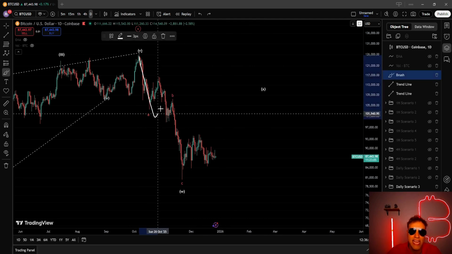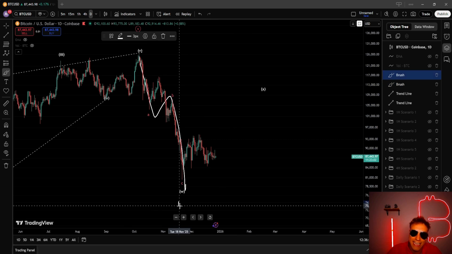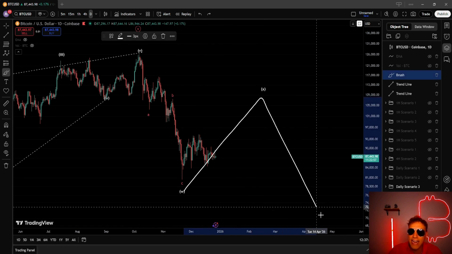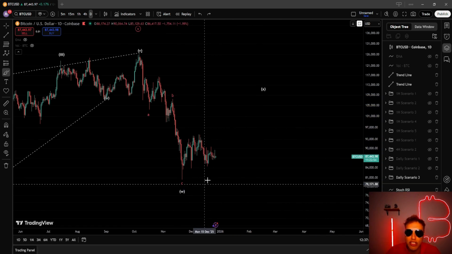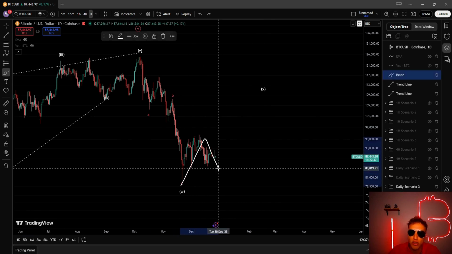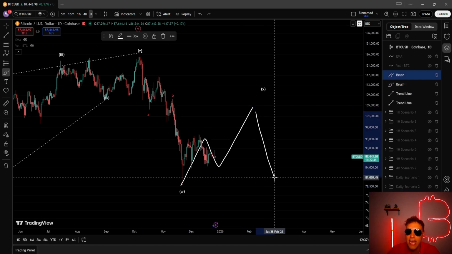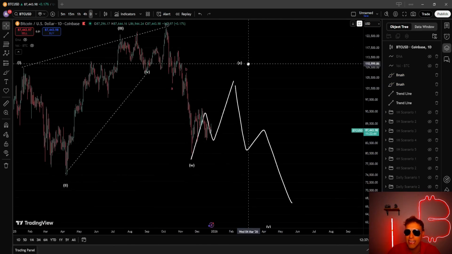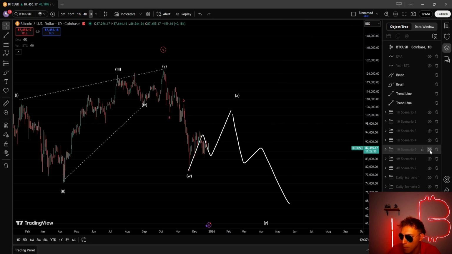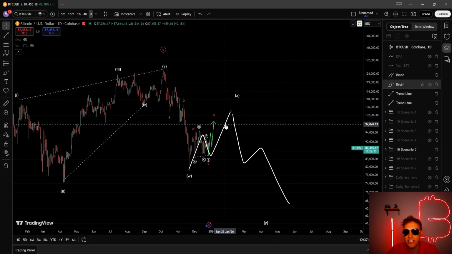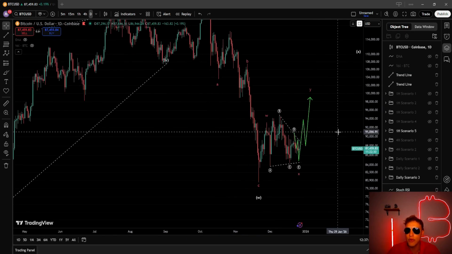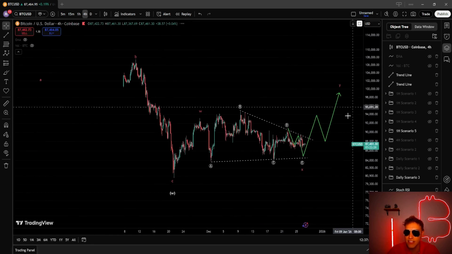So we can label this as a 3-wave structure in a wave W. Followed by this, we have an X and a Y, also confirmed to have 3-wave structures inside of them. So we are looking at a possible 3-wave structure in X and a 3-wave structure in wave Y. That is what we are looking at the moment. And if we turn on our main hourly or 4-hourly scenario, we can see this possibly playing out where we have another 3-wave structure in wave X over here.